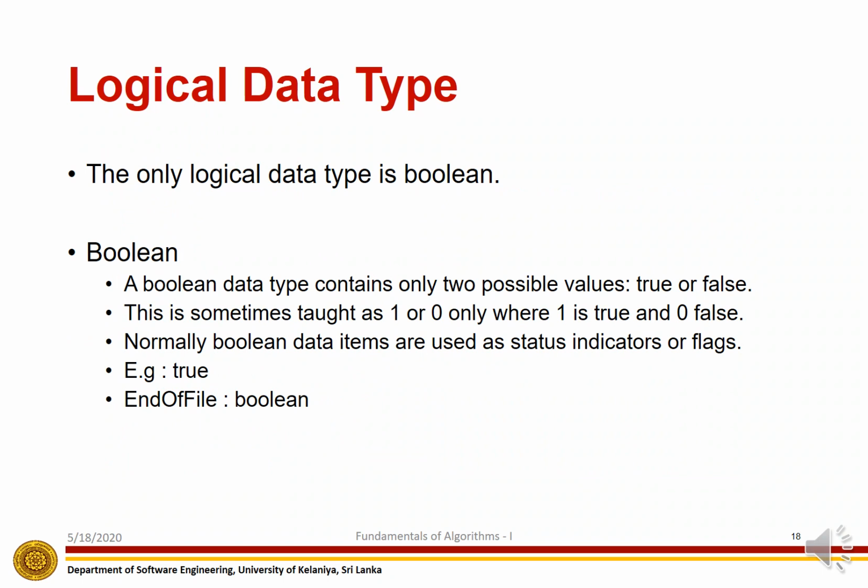Now we can talk about logical data type. The only logical data type is Boolean. A Boolean data type contains only two possible values, true or false. Sometimes it is taught as 1 or 0, where 1 indicates true and 0 indicates false. Normally Boolean data items are used as status indicators or flags. In the algorithms, we can give the logical data as variable name colon Boolean. In the example, you can see end of file colon Boolean. It can be true or false only.